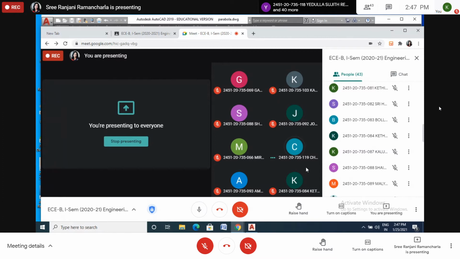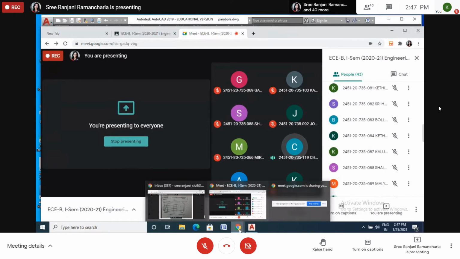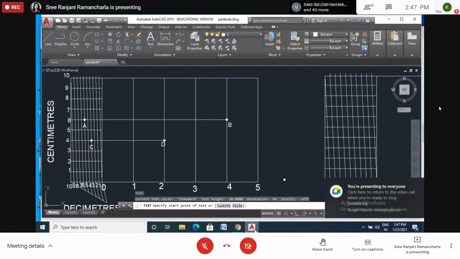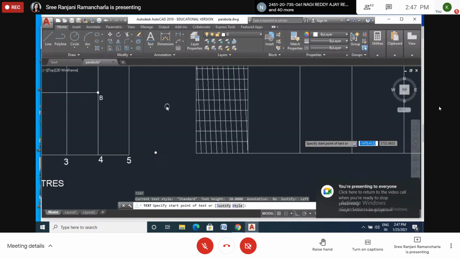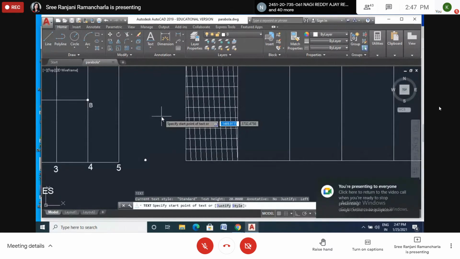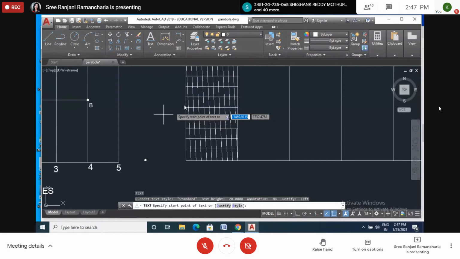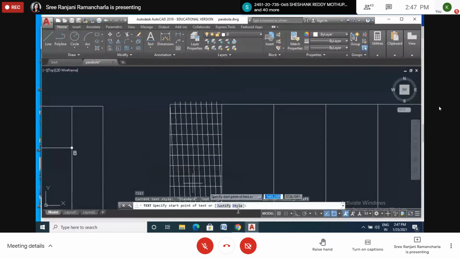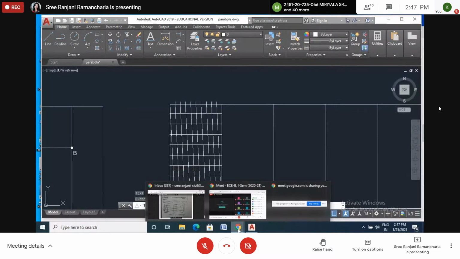The number is not specified. That is the fourth one. Construct a diagonal scale of RF equal to 1 by 4000, to show meters, and long enough to measure up to 500 meters on it. Show a length of 374 meters and 256 meters on it. Yes, good. Now my question is, what is RF here?